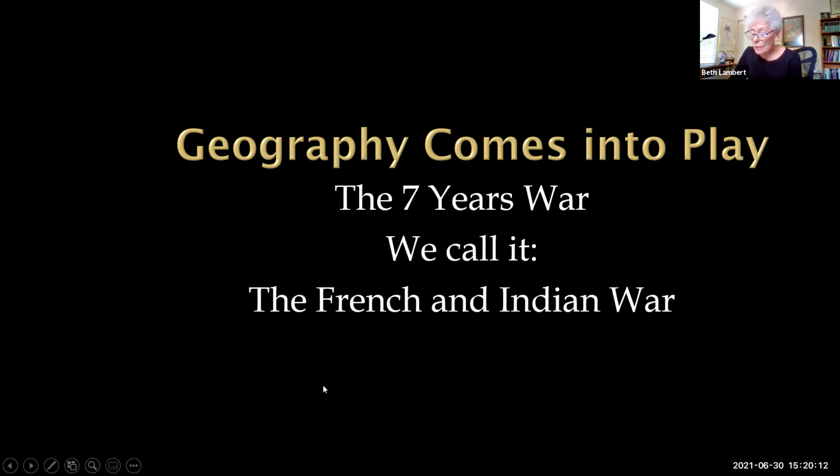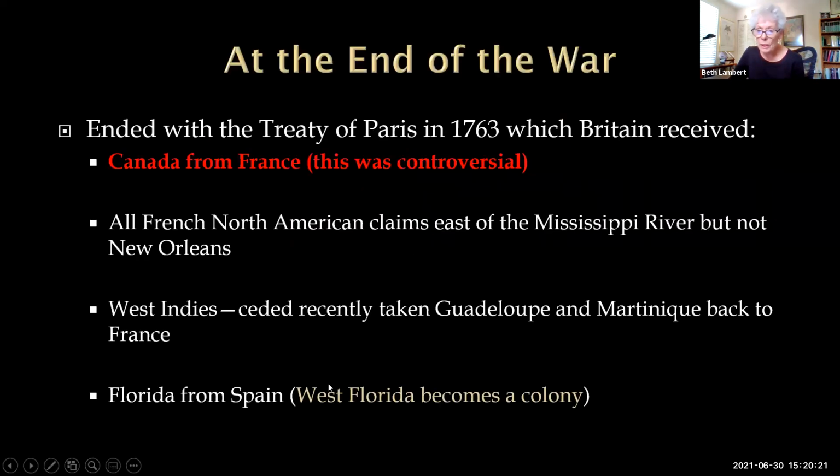The truth is that the English and the French had been fighting since 1733. So it's an ongoing war. At the end of the war, and this is what is important, it ended with the Treaty of Paris in 1763, in which Britain received Canada from France. Now that is the biggest piece of land that the British received.